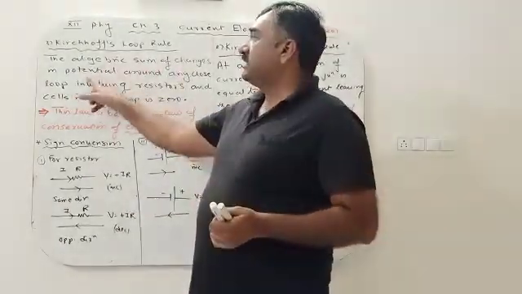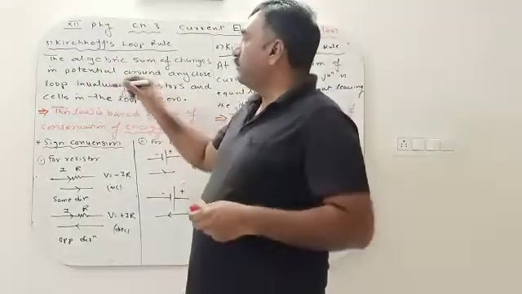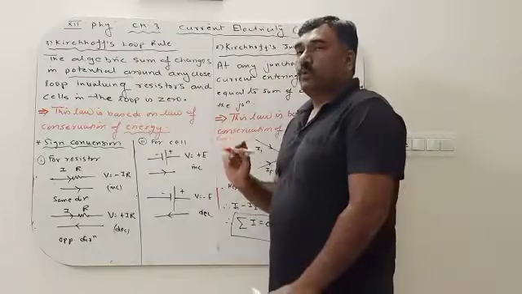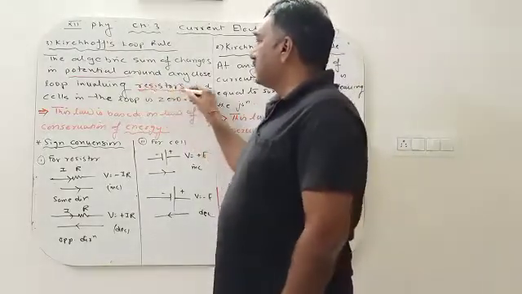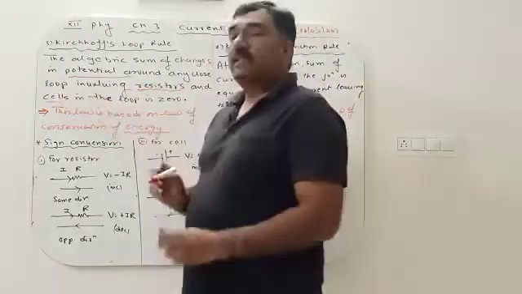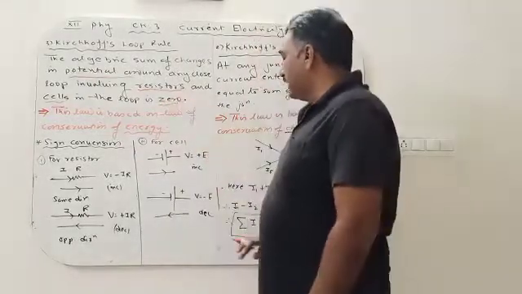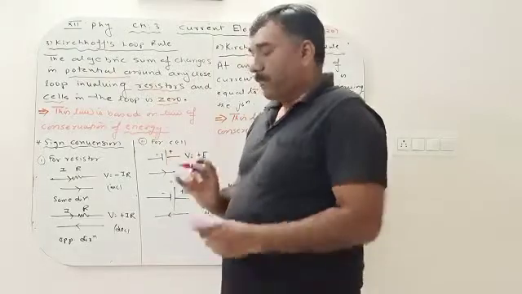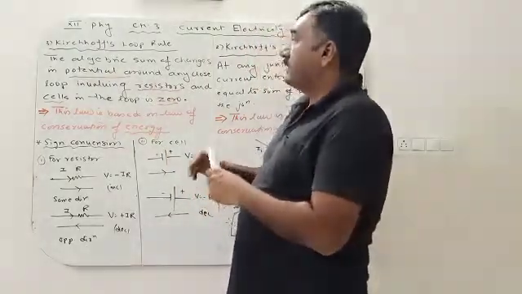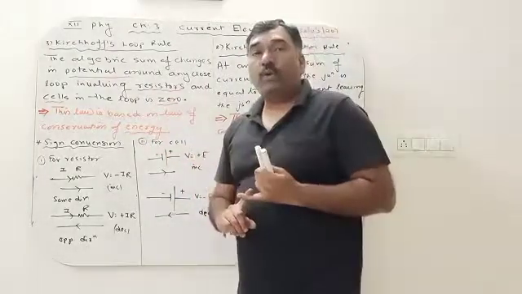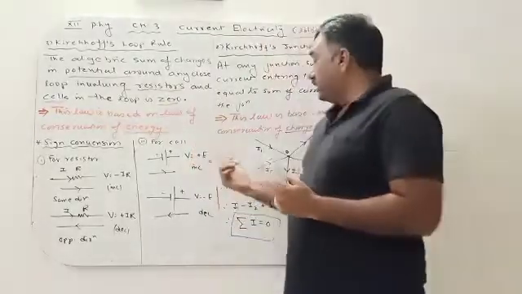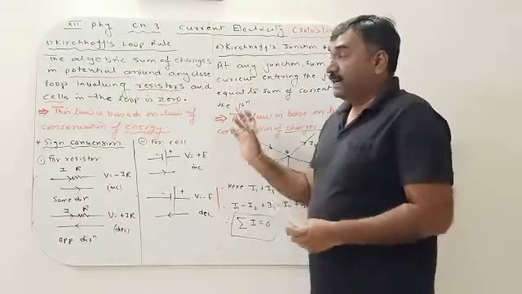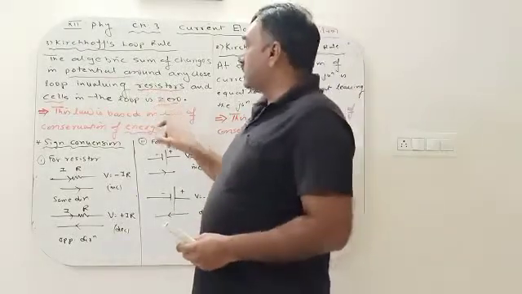The algebraic sum of the change in potential, the word is very important, around any closed loop which involves resistors and cells, is 0. Here current is 0, here the change in potential delta V is 0. But when we are using the loop rule, we have to follow a certain sign convention. Here we have used आने वाला current as positive, जाने वाला current as negative. Here we are involving resistor and cell.